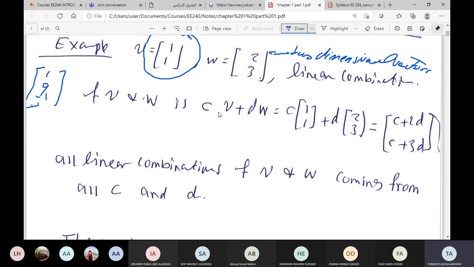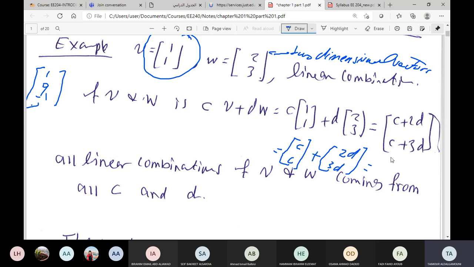In this example, if we multiply v by c and we multiply w by d, when you multiply a vector by a constant, you multiply each component in the vector by the constant. So the multiplication of c by v will be c and c. The multiplication of w by d will give us 2d and 3d. So we multiply each component inside the vector by the same constant.